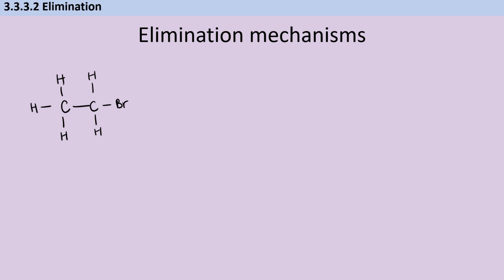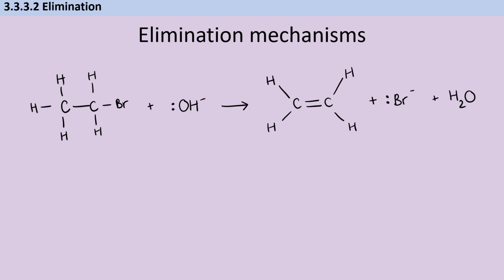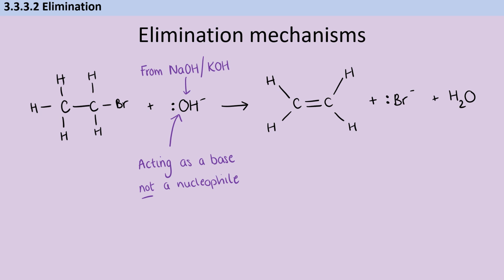Before we get into our first mechanism, pause the video and write down what you think this halogenoalkane is called. If you said bromoethane, you got it right. So in this elimination mechanism, we're going to have some hydroxide ions, which have come from either potassium hydroxide or sodium hydroxide. And it's important that you understand that in this reaction, the hydroxide ion is acting as a base, not as a nucleophile.